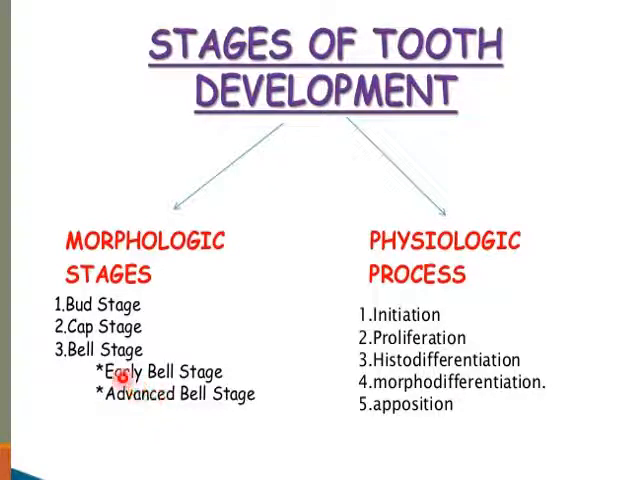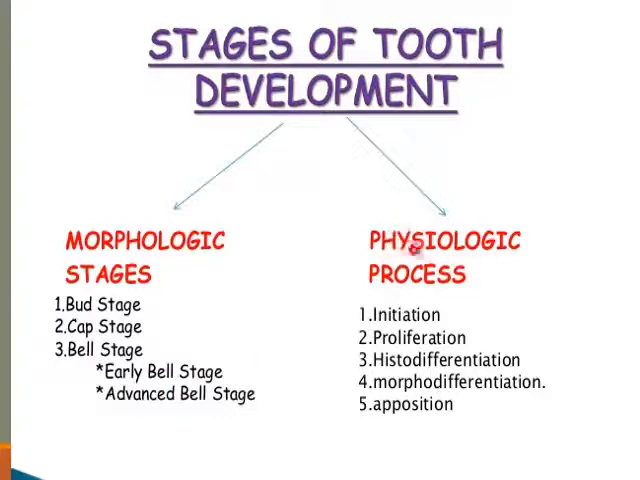So in the early bell stage, we don't have dentine and enamel formation yet, while in the advanced bell stage, we have the beginning of the formation of dentine and enamel, and later, when the crown is complete, the formation of the cementum and dentine of the root, and the formation of the periodontal ligament and alveolar process.